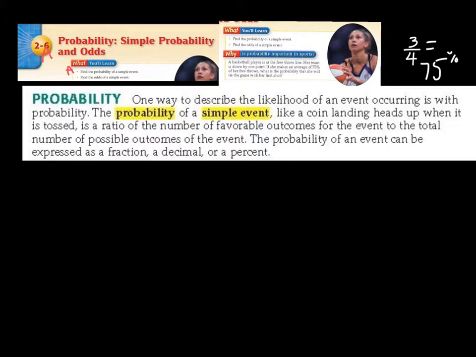One way to describe the likelihood of an event occurring is with probability. The probability of a simple event, like a coin landing heads up when it is tossed, is the ratio of the number of favorable outcomes for the event to the total number of possible outcomes of the event. The probability of an event can be expressed as a fraction, decimal, or a percent.